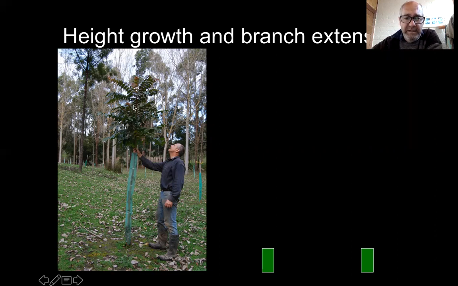Above ground, and let's ignore the root system for a moment, above ground height occurs in two ways. The trees get taller from the tip and their branches get longer. This height growth and branch extension is a result of meristem division that occurs at the growing tip.